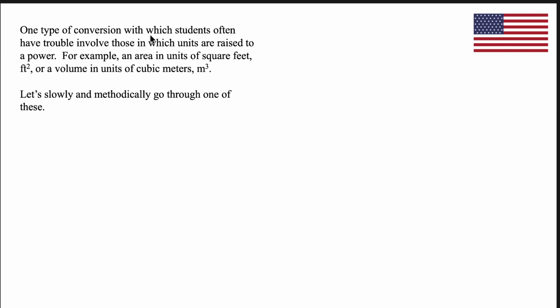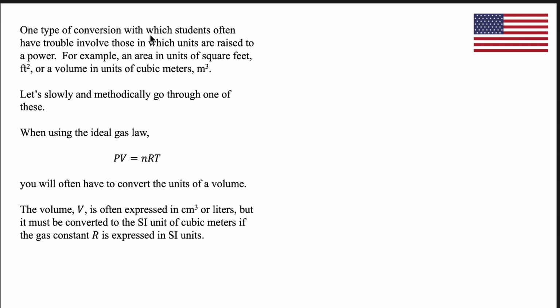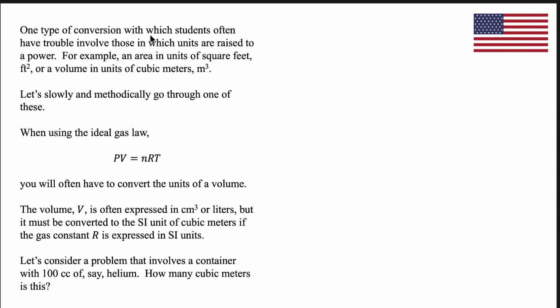So we're going to do this slowly and methodically because the goal is not to be able to do it blindly, it's to be able to understand what's going on. And here's an example that you might use it, the ideal gas law. So PV is equal to nRT, and V is a volume, and often you have to convert the units of the volume. It's given in usually cc's or liters, and the SI unit, the System International, is cubic meters. So we have to put it in cubic meters if we're going to use that gas constant.